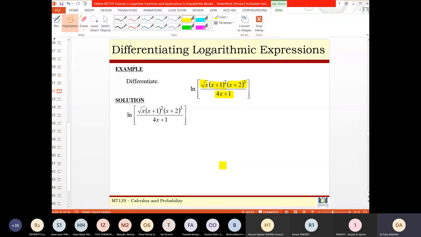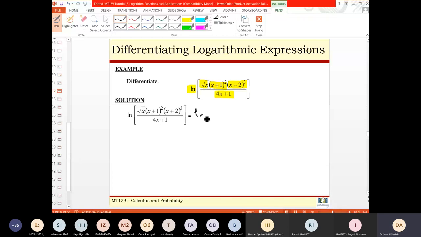If I want to find the derivative of this one, it is 3 terms divided by 1 term. But I have a ln outside there. So the ln will cut the thing into smaller things. So let's see how this will happen.